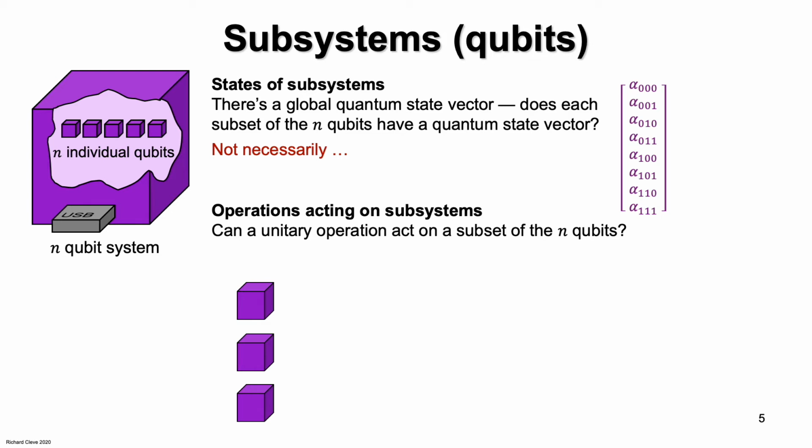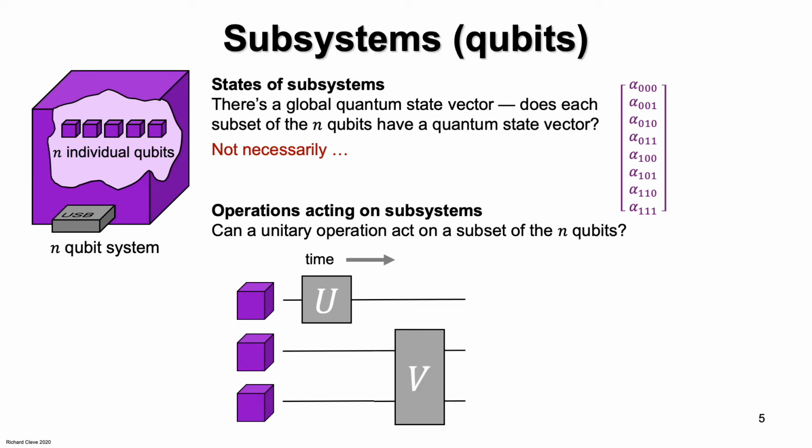But it turns out that there is a fairly straightforward way to make sense of operations whose scope is limited to a subset of the qubits, and we'll see how to do this shortly. If Alice possesses the first qubit and Bob the last 2 qubits, then it turns out that Alice can perform an operation on her qubit without touching Bob's qubits. And we'll see that this works for other subsets too.